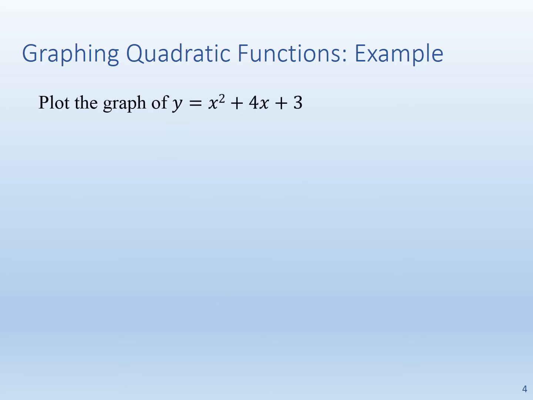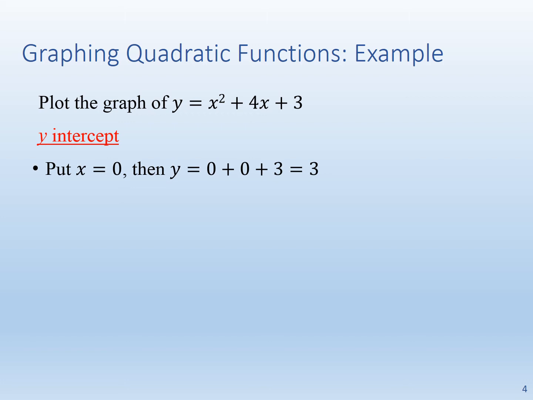Let's find all of those points to sketch the graph of this function. The y-intercept is obtained by putting x equals 0, so we'll get y equals 3. And of course the y-intercept is always the term without the x, because putting x equals 0 in those two terms will mean that we'll get 0 there and they'll drop out.